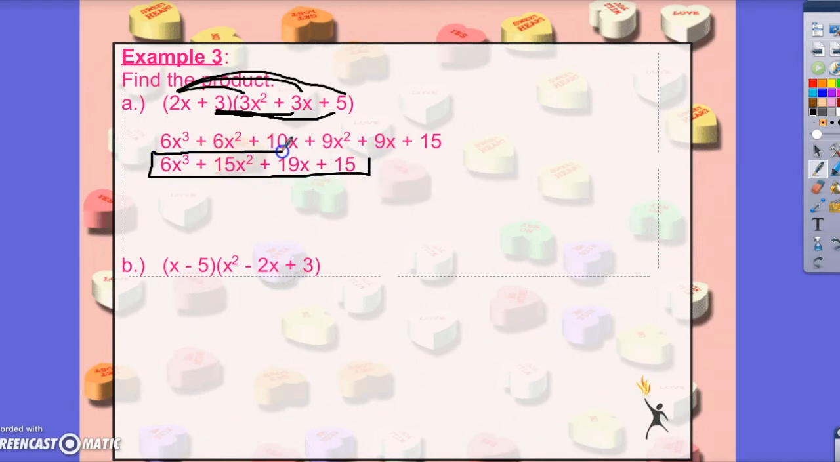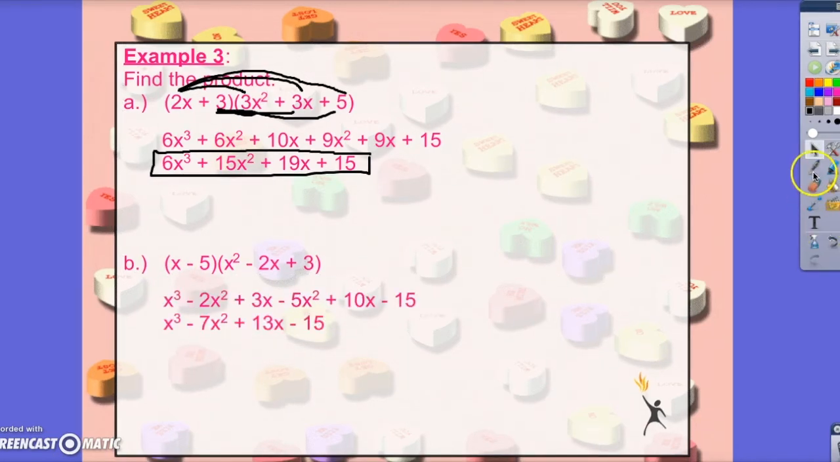Take a minute and pause the video. I want you guys to try letter B yourself. Same idea as A. We'll distribute the x to everything and then the negative 5. And then I will show you the work for it. So check your work here.